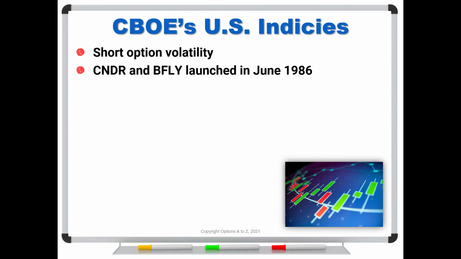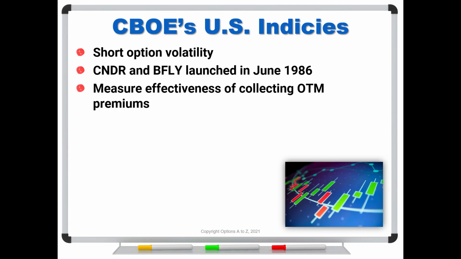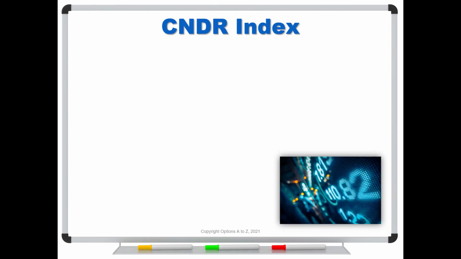So both of these, Condor and Butterfly, were launched in June of 1986. And the idea is the same, even though they're slightly different strategies. They are designed to measure the effectiveness of collecting out-of-the-money premiums. So let's start with the first one, Condor.